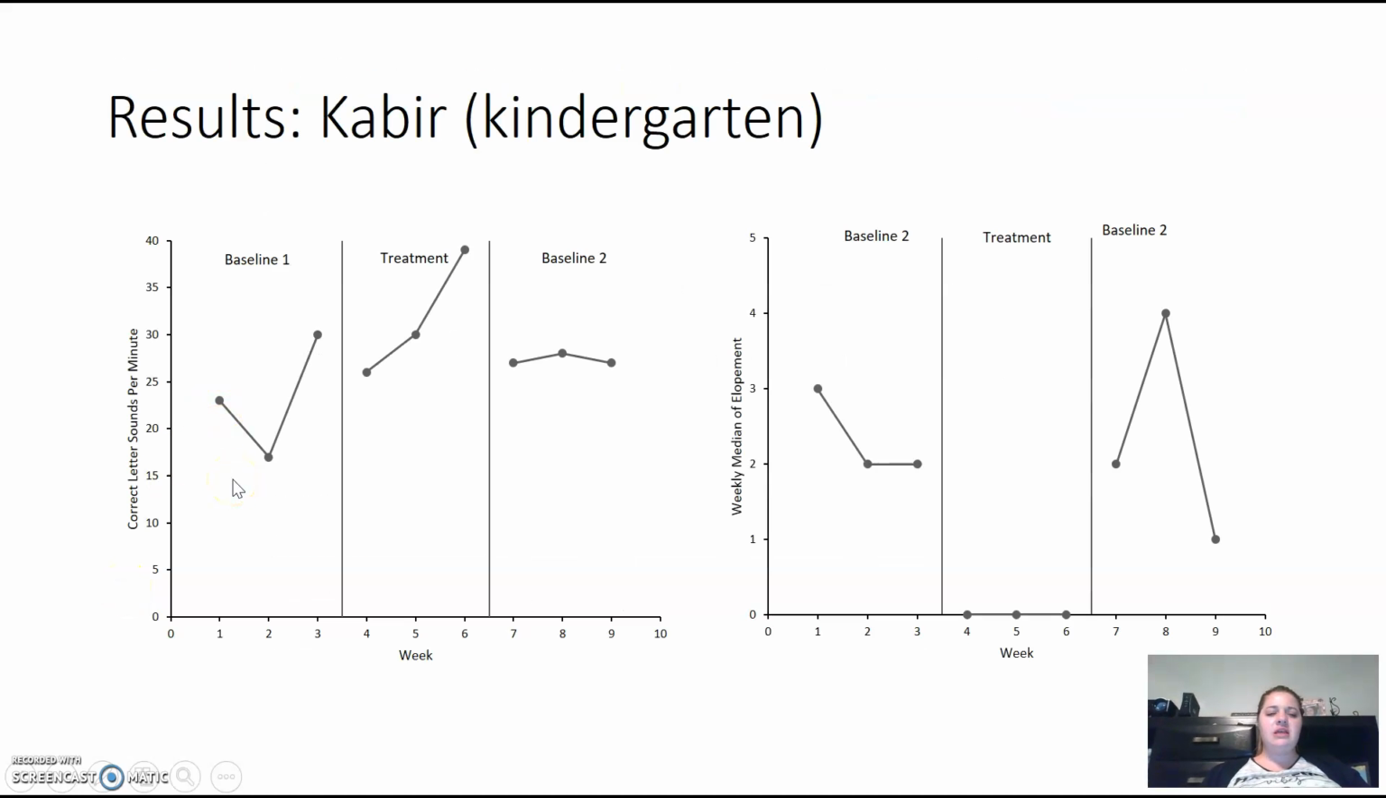My kindergartner wasn't included in the dependent t-test, again, because he was doing letter sounds versus words on that 1 minute fluency passage. He was able to increase his letter sounds correct per minute within the treatment phase. So I would say that the treatment phase is where he was most successful, and then we wanted his behavior of elopement to decrease. So he was very successful with the combined treatment approach. And then he kind of wavered in that second baseline.